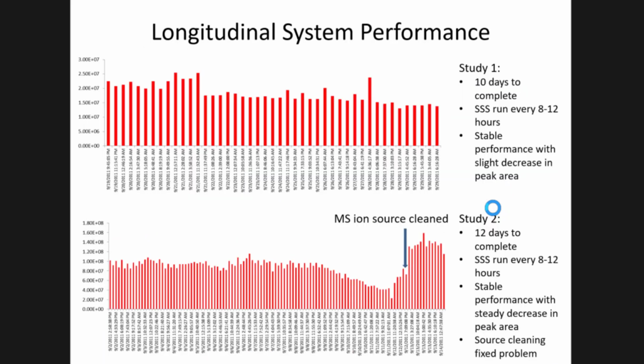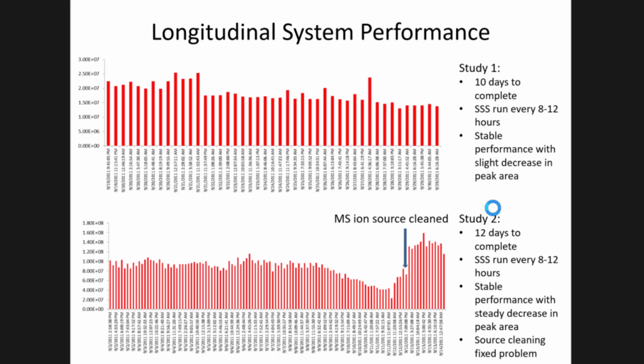So these are two examples of the longitudinal system performance, where we're looking at one peptide, longitudinally from September 19th to September 29th, so over 10 days, and looking at the absolute peak area of one of our standards. The system suitability was run every 8 to 12 hours, so 2 to 3 times a day, and this looks pretty good. When we looked at another system that had it run from September 2nd to September 14th, a little bit longer period of time, we noticed stable, stable, stable, and then this gradual decrease.